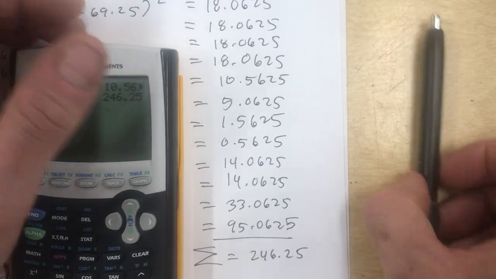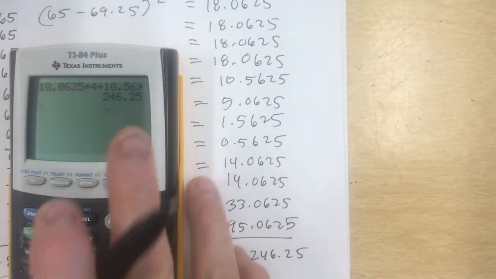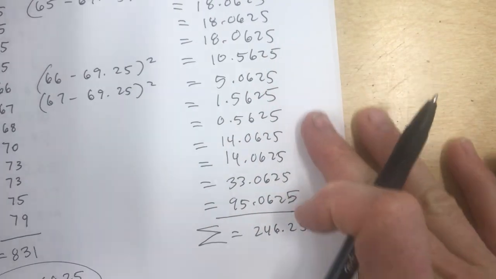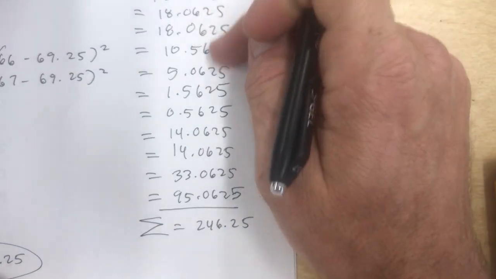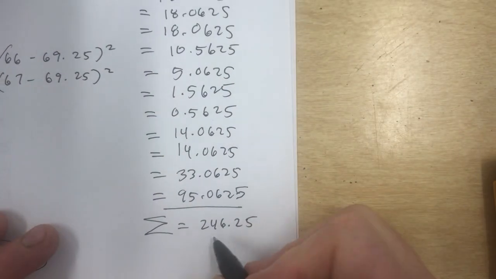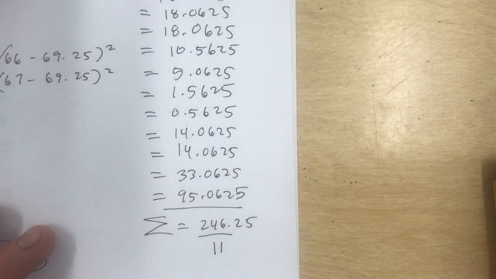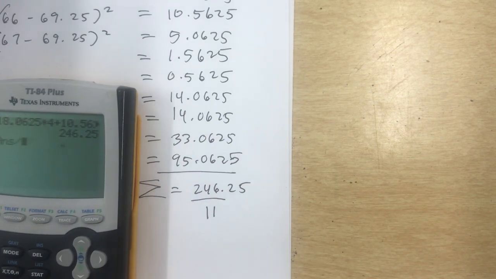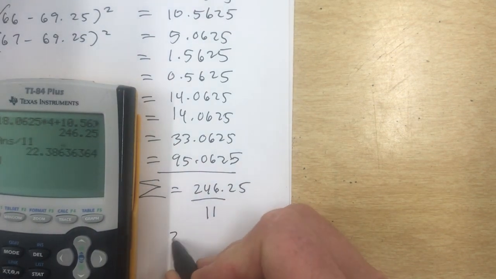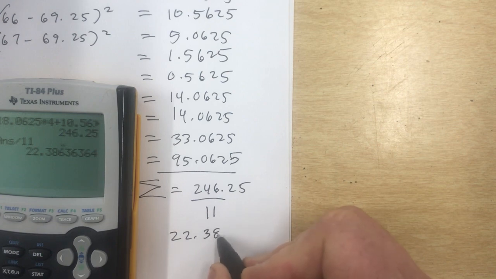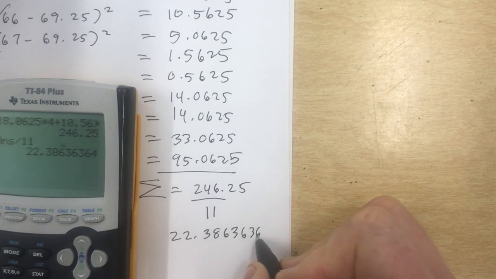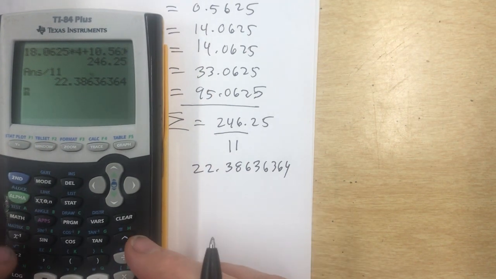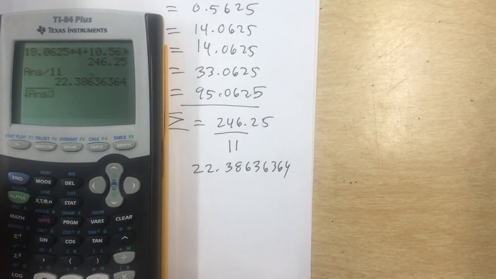I'm in good shape. All right, now remember, this is a sample. So here's where it comes in different. There's 2, 4, 6, 8, 10, 12 of these. I got to divide by one less. I got to divide by 11. Okay? So I divide by 11, and that comes up to 22.38636364. Now I would just leave it on the calculator and then just do the square root of that answer. And then there you go.